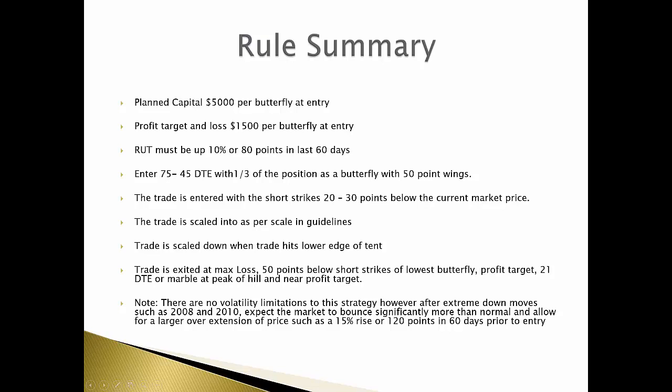The trade is scaled into as per the scale-in guidelines that I showed you. The trade is scaled down when the trade hits the lower edge of the tent. The trade is exited at max loss, 40 points, that's 50 points below the short strikes of the lowest butterfly. Profit target of $1,500 or 30% of planned capital. It's exited at 21 days to expiration. Or if the marble's at the peak of the hill and I'm near my profit target, I'm also going to exit. There are no volatility limits to this strategy.